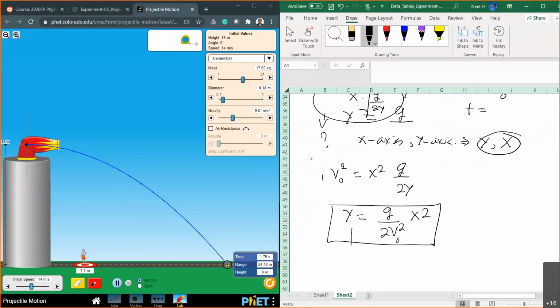Then you can see this is your y-axis, this is your x-axis. If you put x squared on your x-axis and the y displacement on the y-axis, you will get a data set. It should look like the opposite, I think.